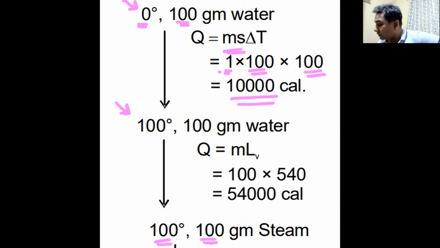Celsius. Yes or no? Let me know. Yes or no? How do I do it? Mass into latent heat of vaporization. Mass is 100, latent heat of vaporization is 540. I have 54,000 calories that I need. Yes or no?